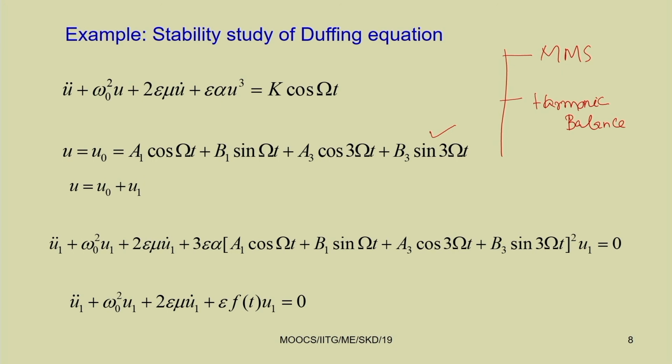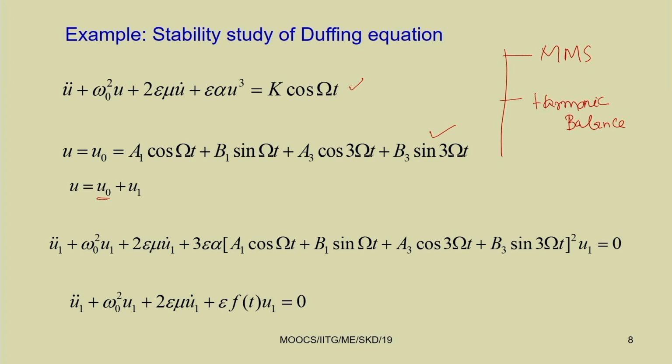To study whether that equilibrium point is stable or not, we have to perturb the original equation around the equilibrium position u0. We can take u equal to u0 plus u1, where u1 is the perturbation over u0. We write u equal to u0 plus u1 in the first equation, and note that as u0 is the equilibrium solution, it will directly satisfy the first equation. So, we can write this equation in this form.